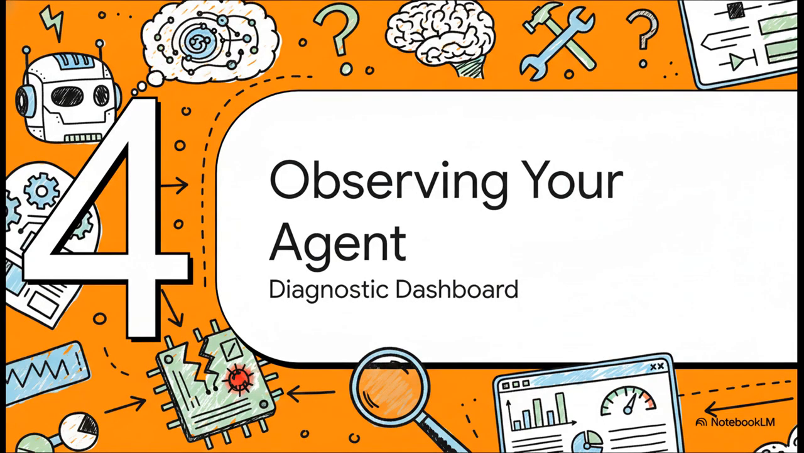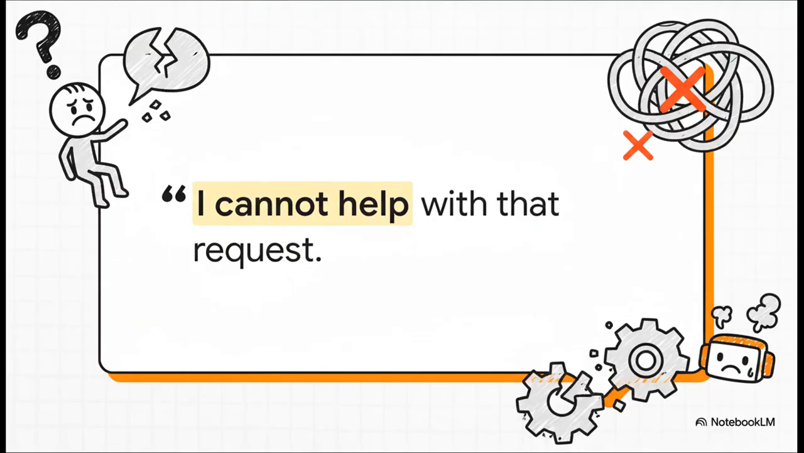All right, on to Chapter 4, Observing Your Agent's Mind. We've come a long way. We've built a pretty sophisticated agent with tools, with memory. It's great. But now we hit the classic engineering problem. What happens when it doesn't work? When it breaks? How in the world are we supposed to look inside its mind and figure out what went wrong?